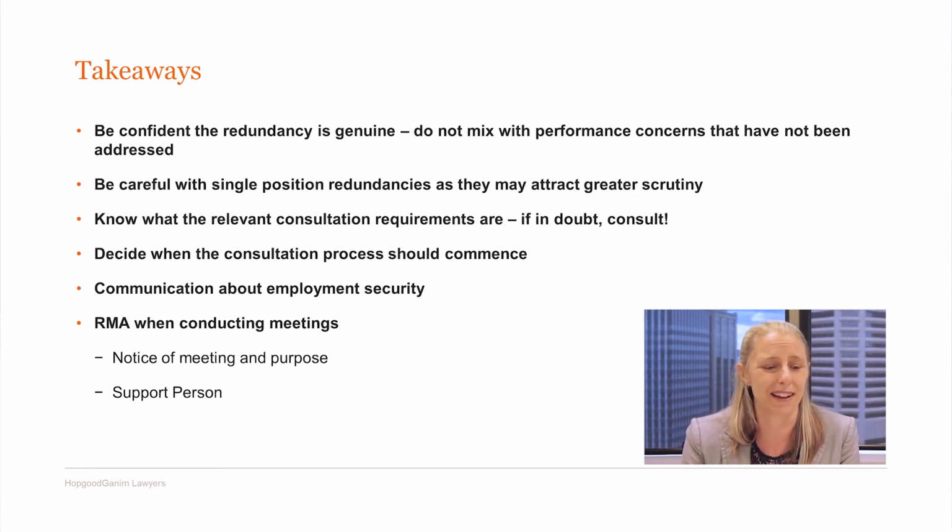The next one is, and this is a bit of a no-brainer, be very careful about what communication you have with employees about employment security if there is an even slight possibility that their job might be reviewed. The last one there, so reasonable management action when conducting meetings. So the first one is give notice of the meeting and purpose. So I would normally, when you're giving notice of the meeting, just say to the employee, we want to have a meeting to discuss your employment. So something very generic without actually saying this is a meeting to discuss you being made redundant.